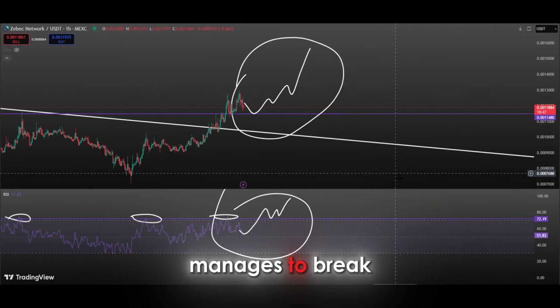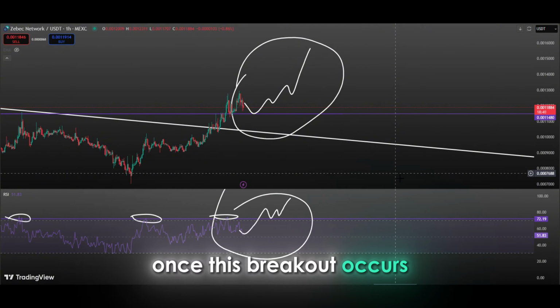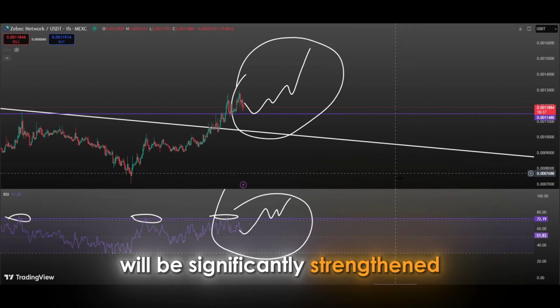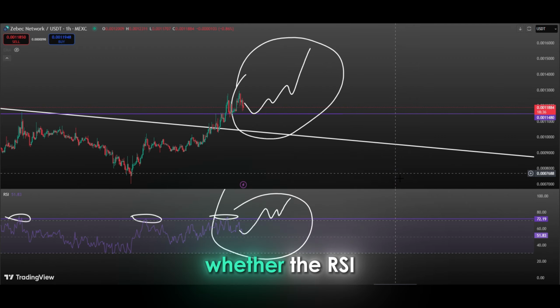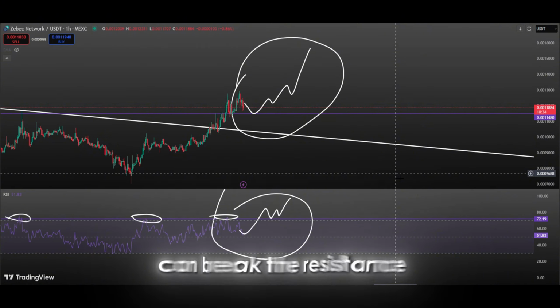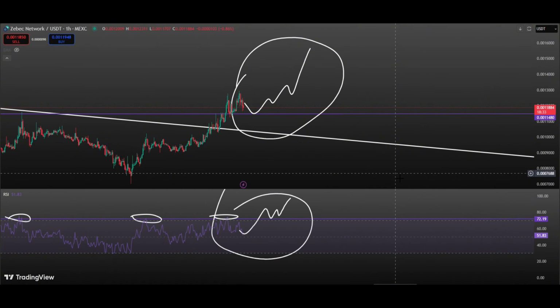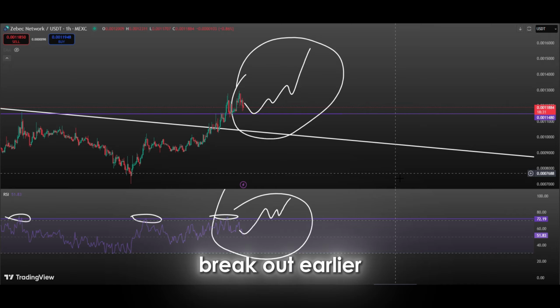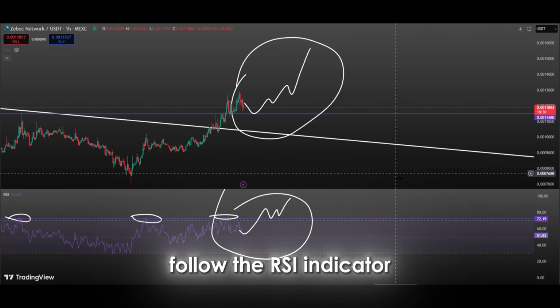If the RSI manages to break through this resistance line, this will indicate a clear increase in buying pressure in the market, which will be strongly reflected on the price chart. Once this breakout occurs, the chances of the price climbing higher will be significantly strengthened. For now, the main determinants are both whether the RSI can break the resistance and how the price reacts to it. Remember, RSI can break out earlier than the price, so we also follow the RSI indicator.